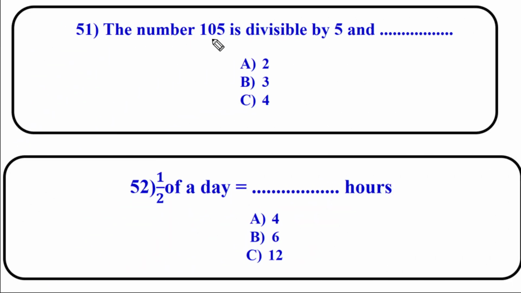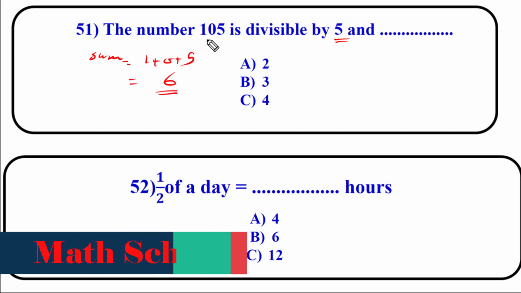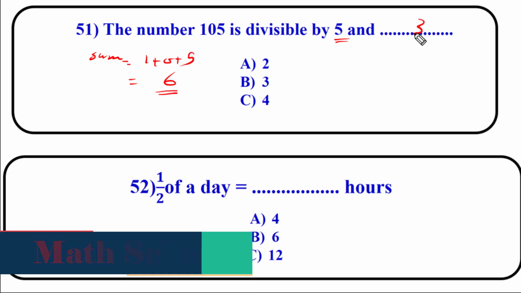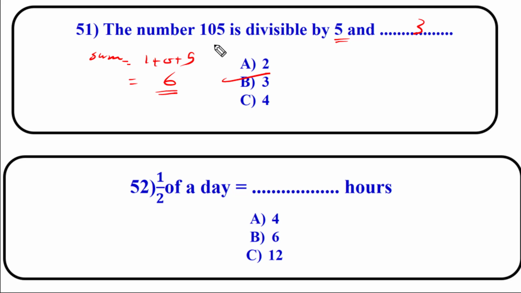Number 51, the number 105 is divisible by 5 and what, guys? Ask yourself, this number is not divisible by 2. Why? Because it's an odd number. But if you find the sum of its digits, it will be 1 plus 0 plus 5 equals what, guys? Equals 6. Ask yourself now, is 6 divisible by 3? Yes, equals 2. So this number 105 is divisible by 3. So the number 105 is divisible by 5 and what, guys? And 3. It's easy to determine that this number is divisible by 5 and 3.